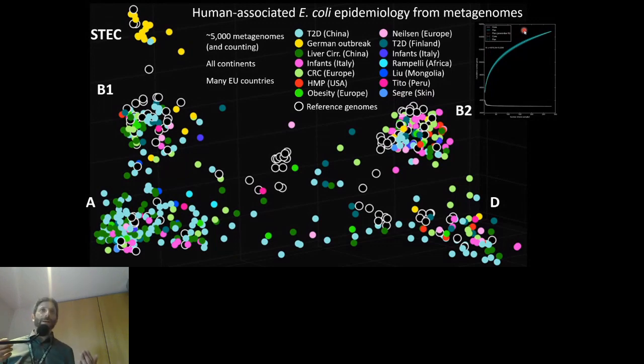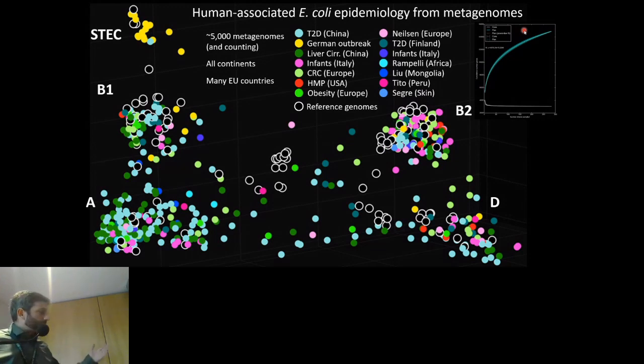This means that, even if you sample a lot of strains, like in this case of Escherichia coli, again, the most well-studied bacterium, you still miss many genomes that can be present in the species that are not in databases.